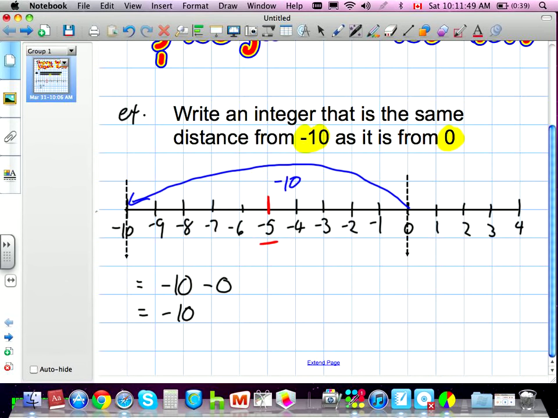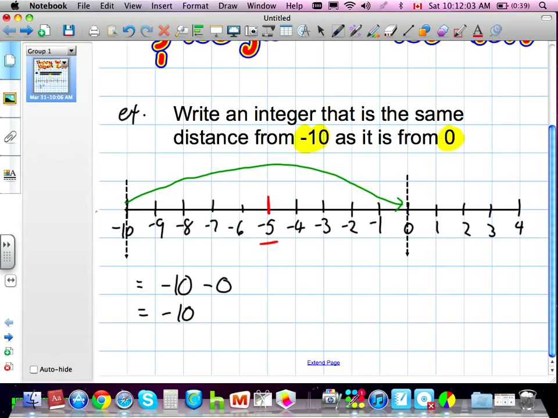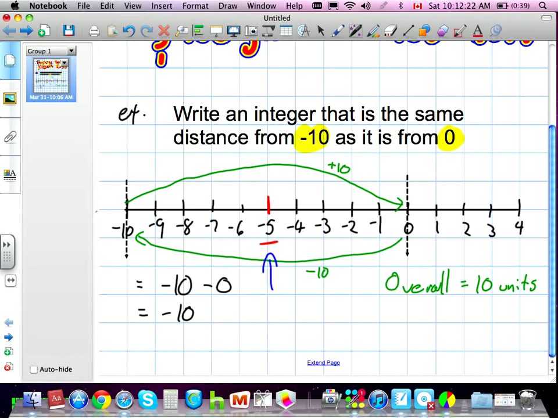But if I'm going from 10 to 0, it's positive 10. The important part is how many units away are we? 10 units. That's the important one, right? So we'll go like that. That would be positive 10. And going back this way would be negative 10. But overall, I'm going to write that word there, overall is equal to 10 units. Okay, that's what's important. Now, like you said, we're trying to find out what was in the middle, right? Well, the middle would be like cutting this into a certain fraction. I know fractions aren't our favorite. Into half. That's right.